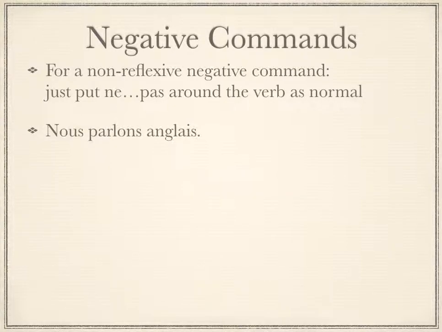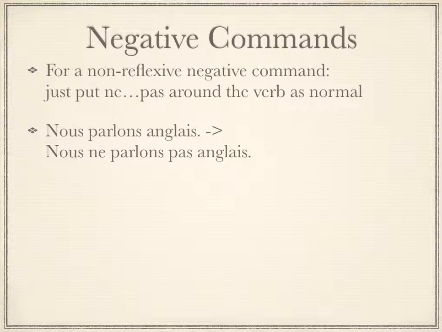So for example, if we had a typical sentence, it's not a command, it's just a present tense sentence, nous parlons anglais, we speak English, and we wanted to make that negative, we would put our ne and our pas around the verb. Nous ne parlons pas anglais, we don't speak English.